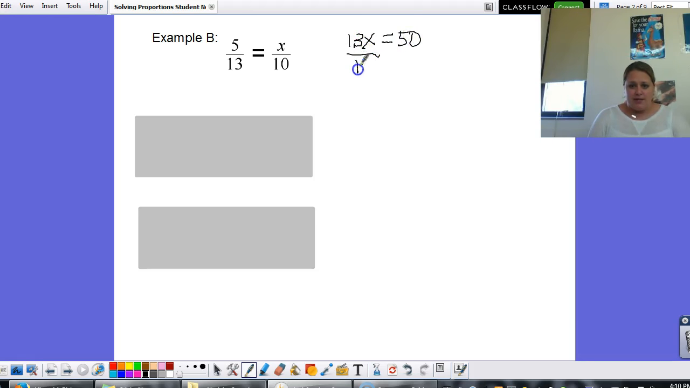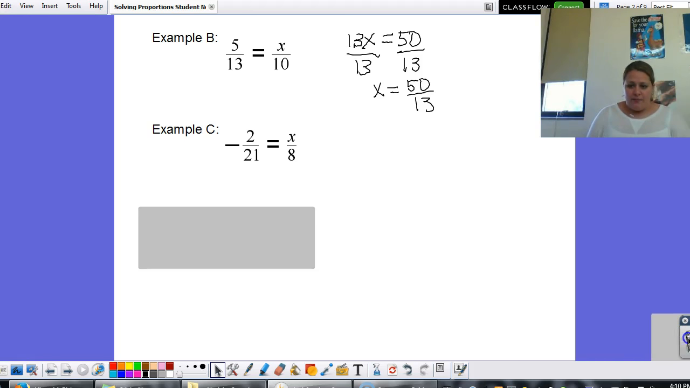How do I get x by itself? Divide. Forgive me, this is a little sloppy for my liking, but we're going to go with it. And as you know, we can just express this as 50/13. Okay, example B.